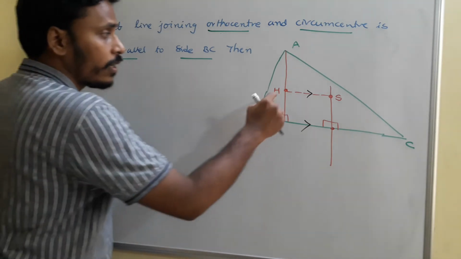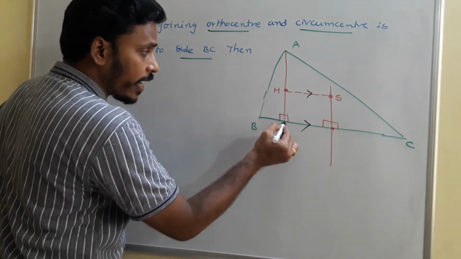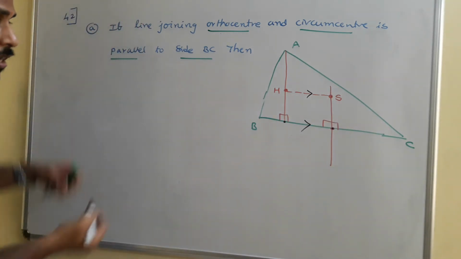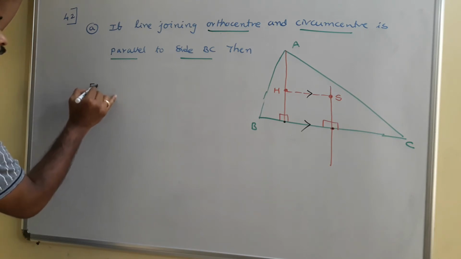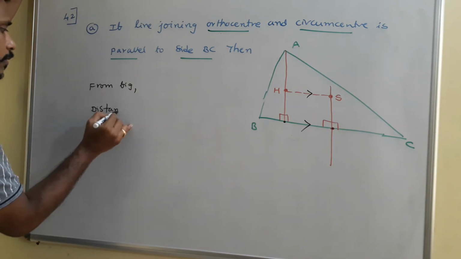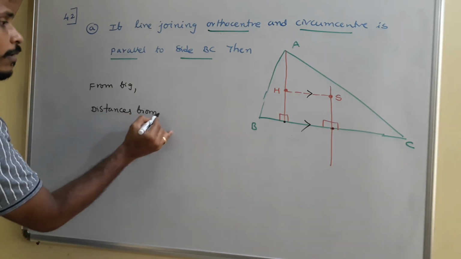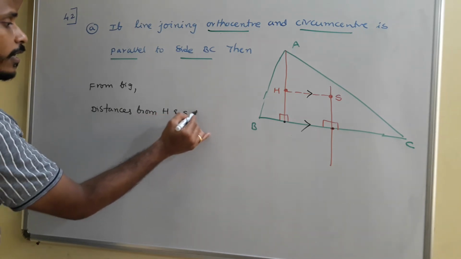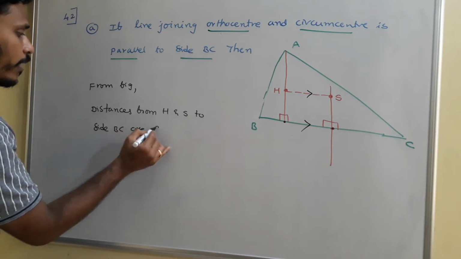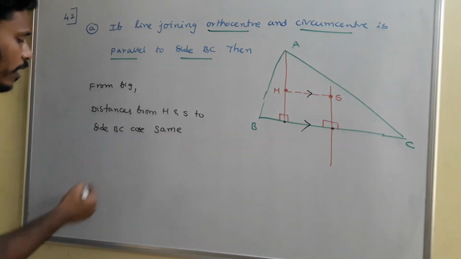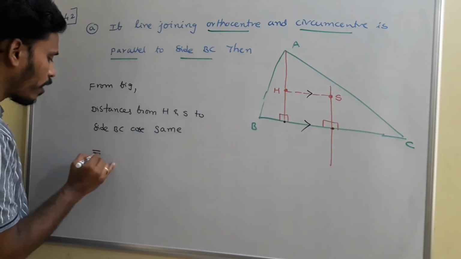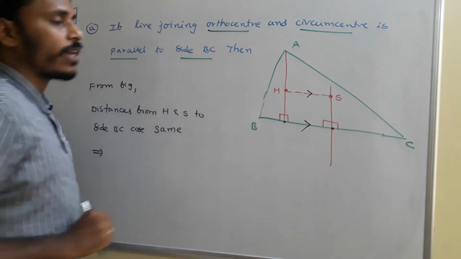Then just observe it. The distance from the orthocenter to the side BC as well as the distance from the circumcenter to the side BC are the same. From the figure, it is clear that the distances from the orthocenter and circumcenter to side BC are the same. So what can you say about the distance from the orthocenter to side BC?